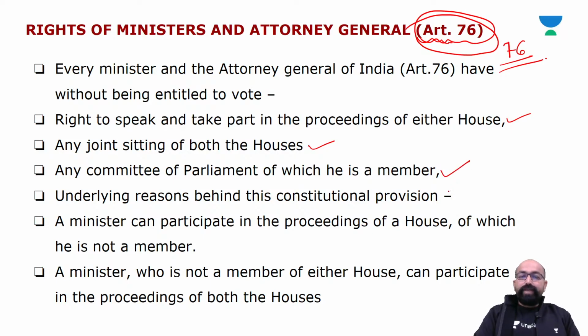Underlying reasons behind this constitutional provision: a minister can participate in the proceedings of a house of which he is not a member. A minister who is not a member of either house can participate in the proceedings of both the houses. So these are the rights of ministers and Attorney General, Article 76.